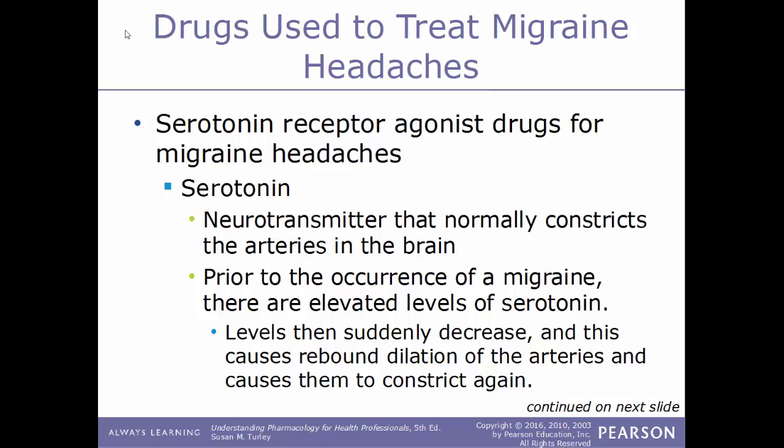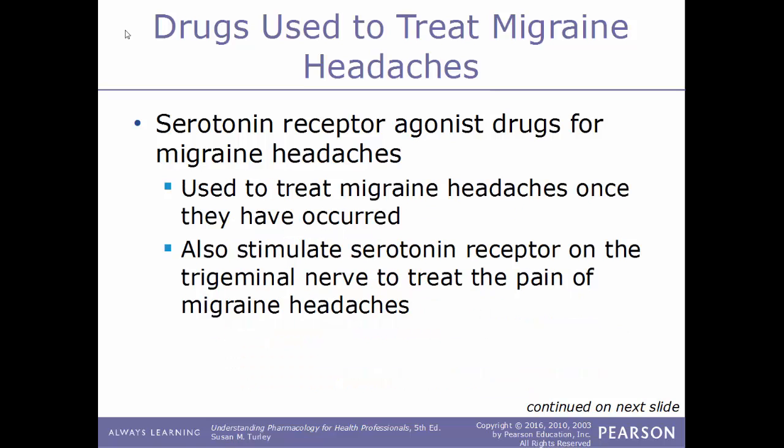Now, serotonin is a neurotransmitter that normally constricts the arteries in the brain. So prior to the occurrence of a migraine, there are elevated levels of serotonin. So levels will suddenly decrease, and this causes a rebound dilation of the arteries, which causes them to constrict again. Now, this type of drug is used to treat migraine headaches once they've already occurred. And these also will stimulate serotonin receptors on the trigeminal nerve to treat the pain of migraine headaches.